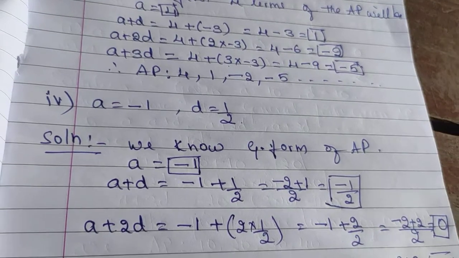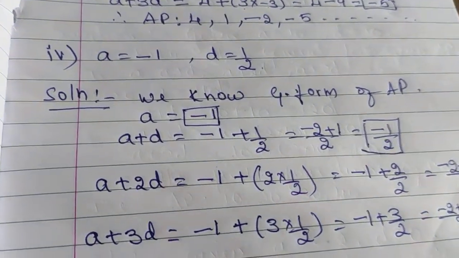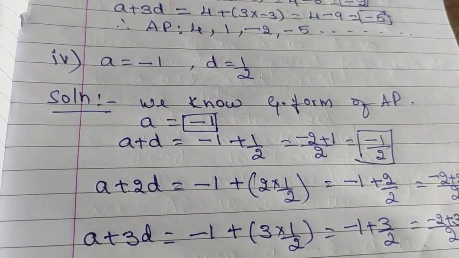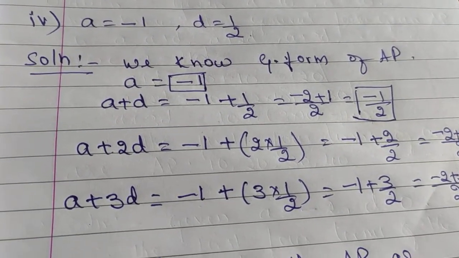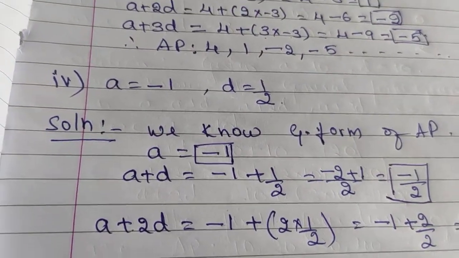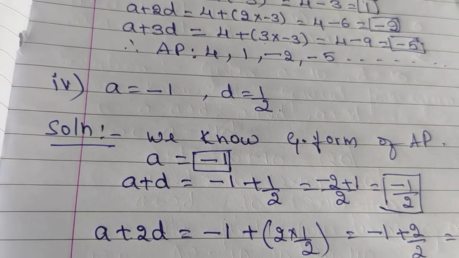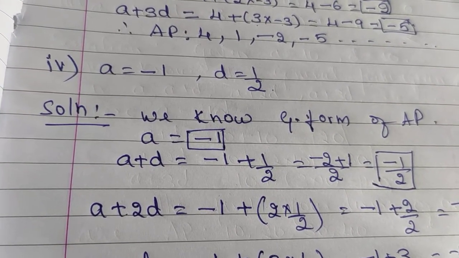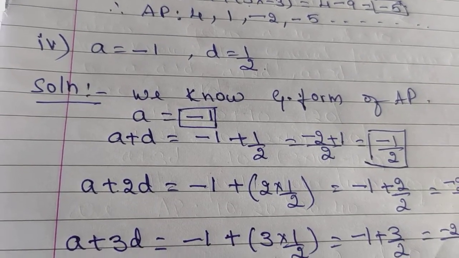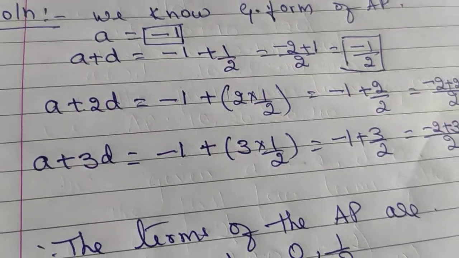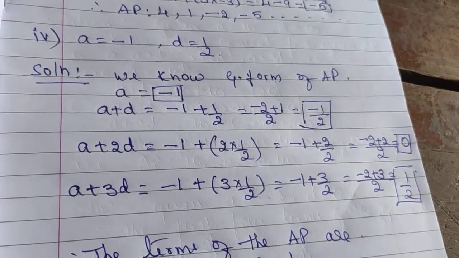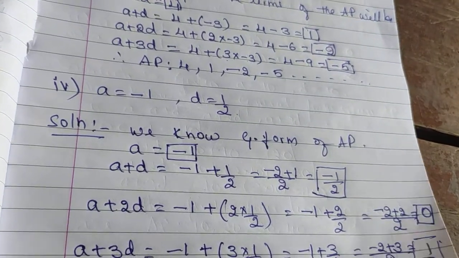Okay. So therefore the terms of the AP are: the first 4 terms of the AP are -1, then the second one is -1 by 2, then you have 0, then you have 1 by 2. Okay. So this is the second question we solved. In the second question they had given us the first term and the common difference, and we found the first 4 terms of an AP.